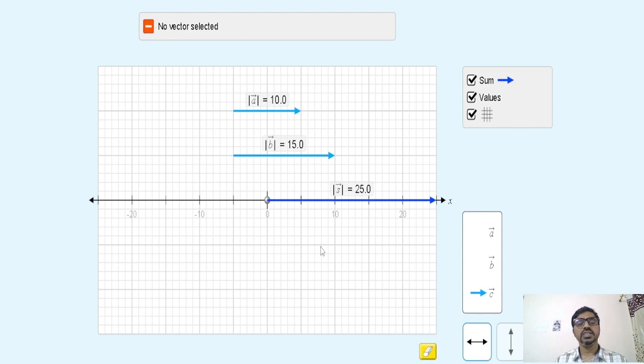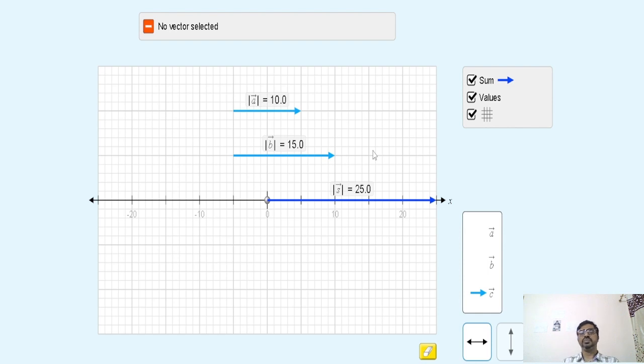And if you look at it, the direction is the same. A bar is along the positive x axis, B bar is also in the same direction, S bar is also along the positive x direction. And if you also look at the magnitude, A bar has magnitude 10 and B bar has 15 units. When you add them together, 10 plus 15, you get 25. So it's pretty simple, straightforward. The magnitude of S bar is the sum of the magnitudes of A bar and B bar. 10 plus 15 equals 25.